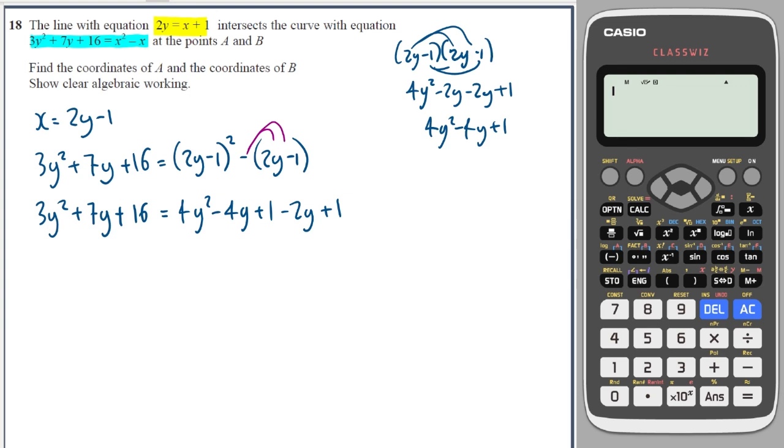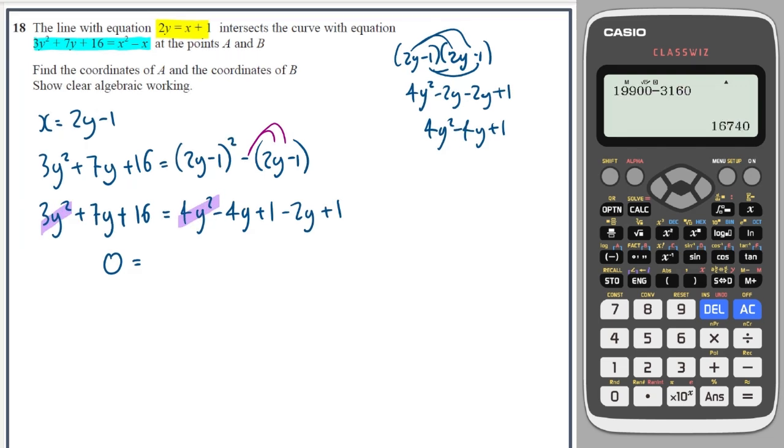Okay, great. I look to see which side has the highest y squared, which is the right side. So I'm going to move everything over to the right side. 4y squared minus 3y squared is just 1y squared. I've got minus 6y over here, and then minus another 7y gives me minus 13y. And then I've got 16 there, I've got a 1 and a 1 makes 2, take away 16 is minus 14.